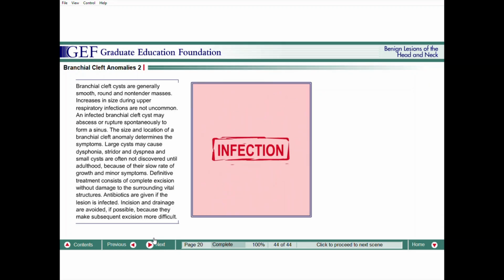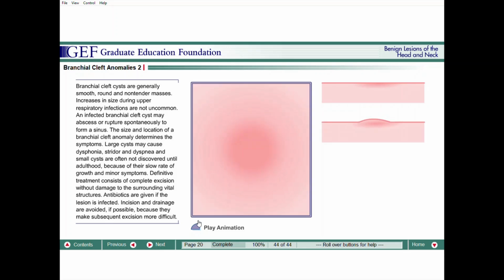Branchial cleft cysts are generally smooth, round, and non-tender masses. Increases in size during upper respiratory infections are not uncommon. An infected branchial cleft cyst may abscess or rupture spontaneously to form a sinus. The size and location of a branchial cleft anomaly determines the symptoms.